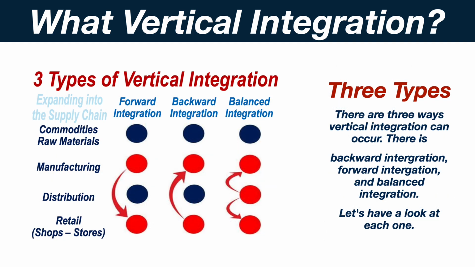There are three ways vertical integration can occur. There is backward integration, forward integration, and balanced integration. Let's have a look at each one.